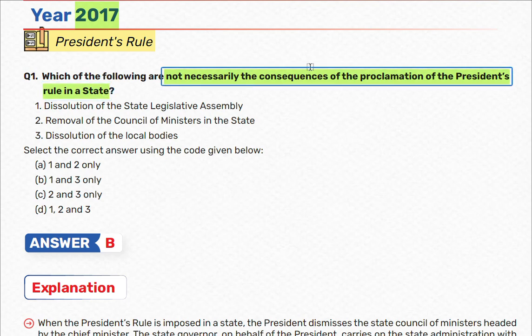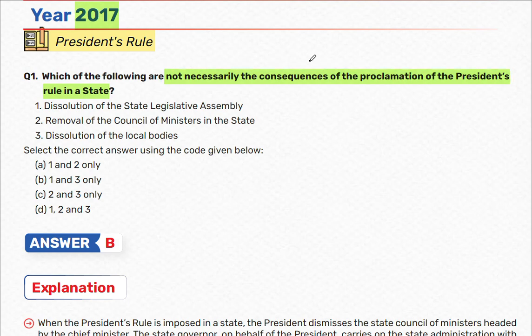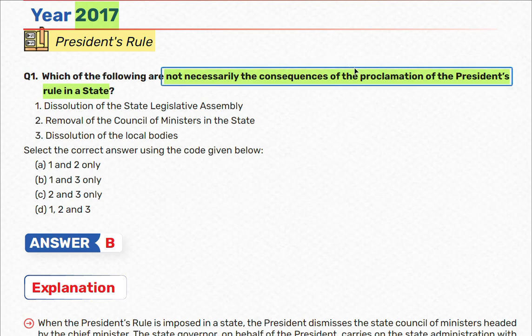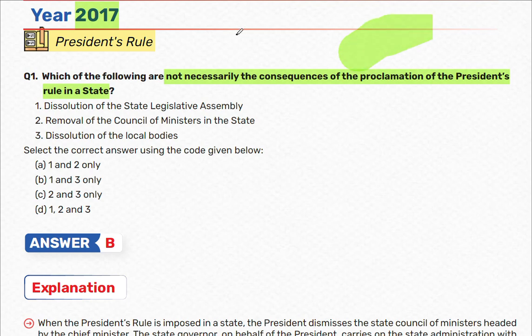So first of all, you should know what kind of emergency provisions there are in the Constitution of India. First you have Article 352, which is basically about the national emergency.